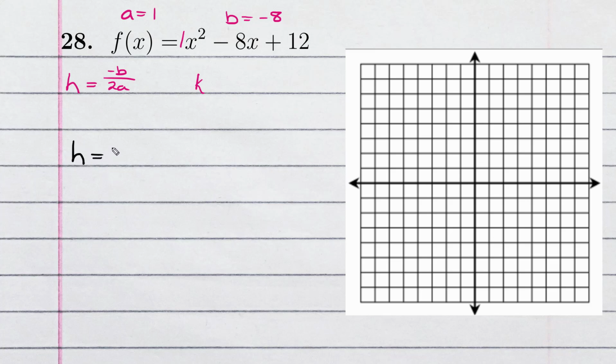So if H is the opposite of B, that's going to make it a positive 8 divided by 2 times 1. So my H value is 8 divided by 2, which is 4. That tells me my vertex is at 4, comma. Now let's find our K.